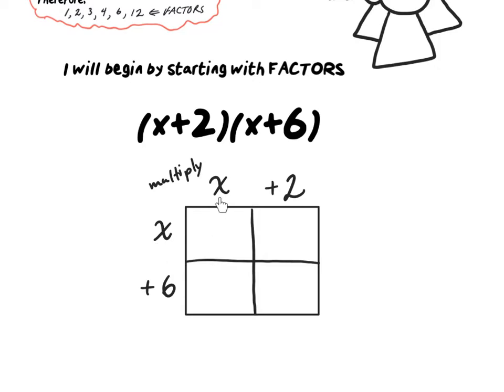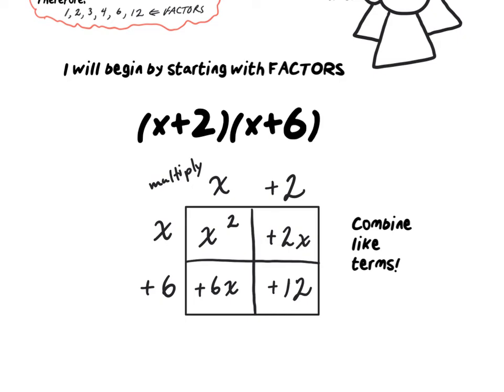If I multiply that together, I get x to the second power. If I multiply x times this one, I get positive 2x. This times that, I get a positive 6x. And then this times this, I have a positive 12. So combining like terms, 2x plus 6x is 8x. Therefore, the result is x squared plus 8x plus 12.